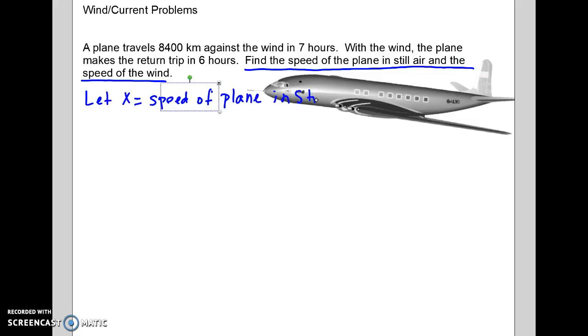in still air. I have to write all that because I'm not looking for the speed of the plane. I'm looking for a hypothetical speed of the plane because it doesn't exist to have still air. There's always going to be wind. So I'm looking for the speed of the plane in still air, which is, imagine if there was no wind, what would the actual speed of the plane be? And my Y is going to be the speed of the wind.